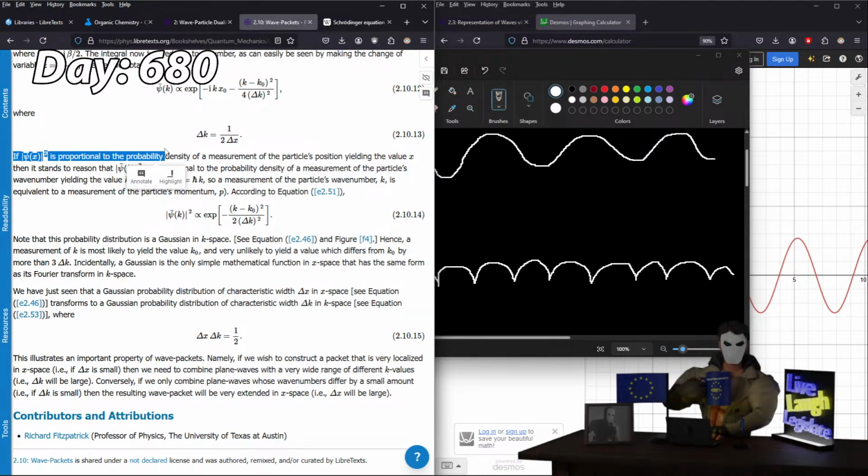I have read through this book so far. I've never seen a wave function being referred to as proportional to probability density. It's always just been a wave. Where does this come from?